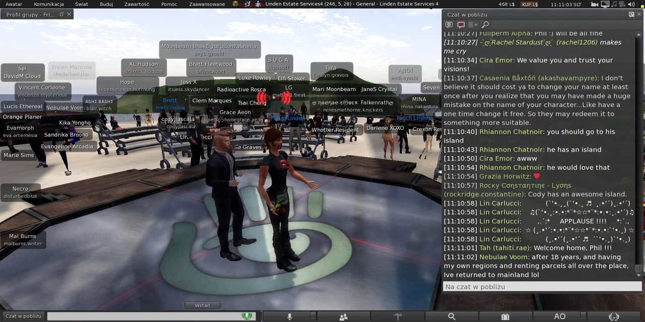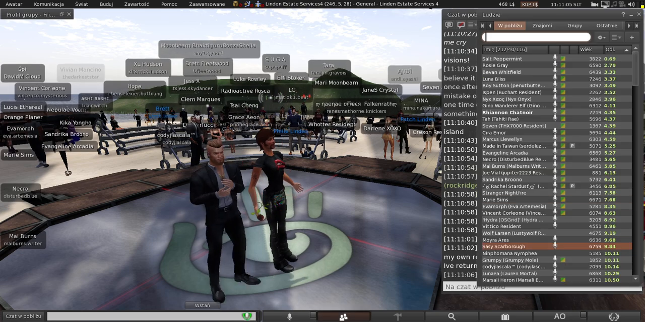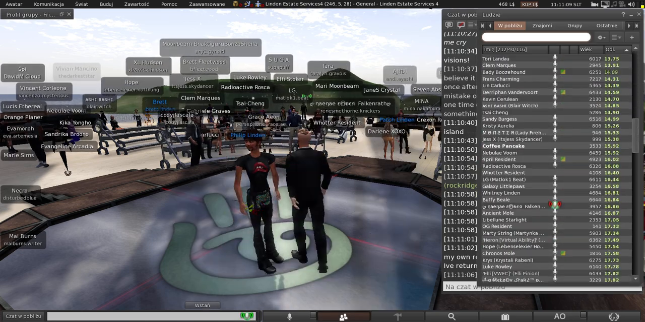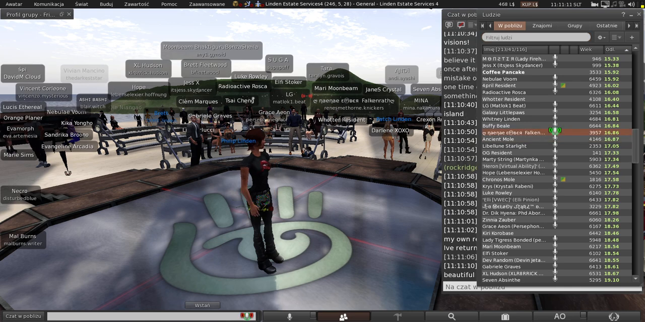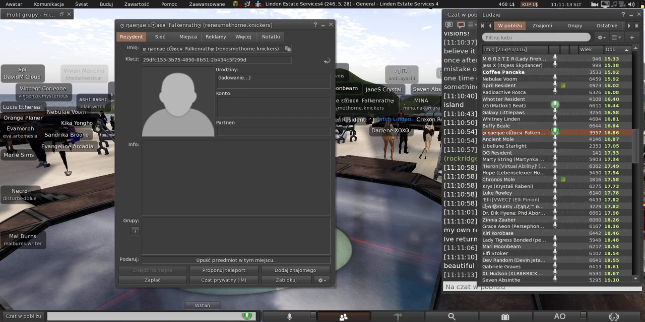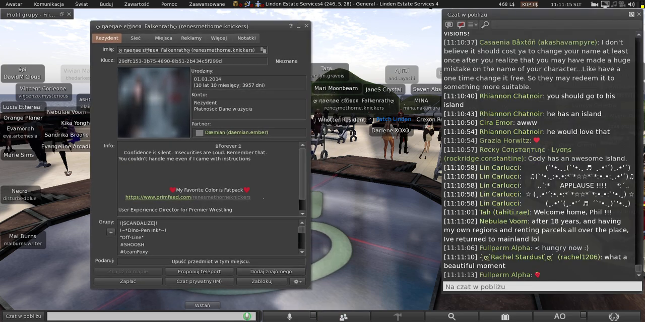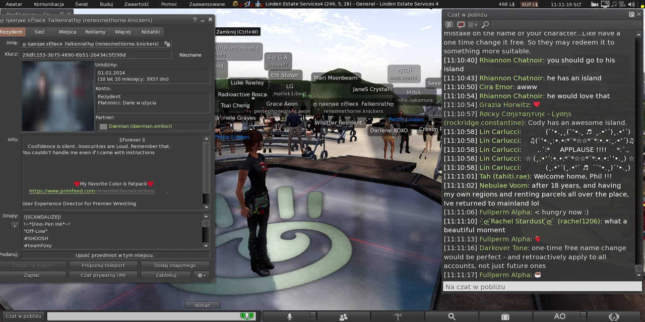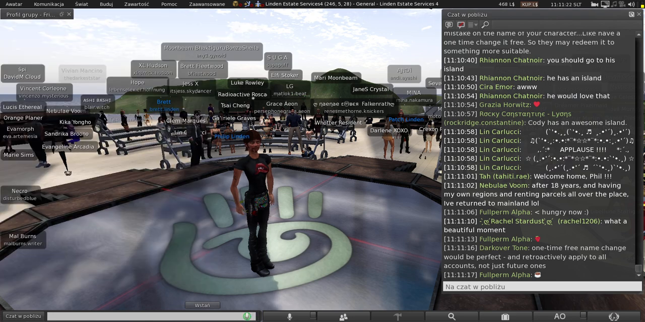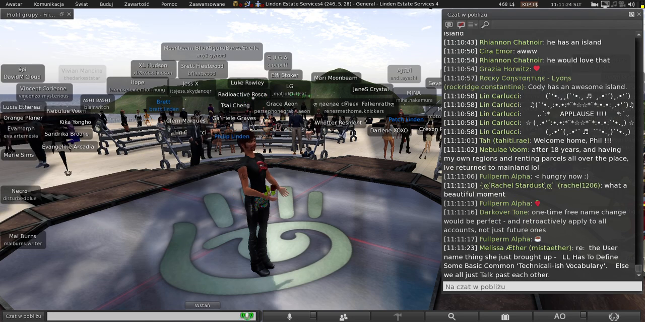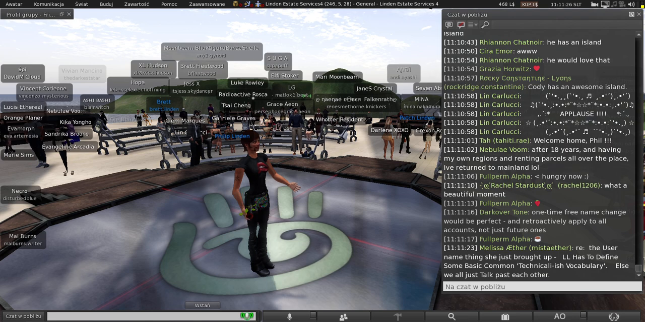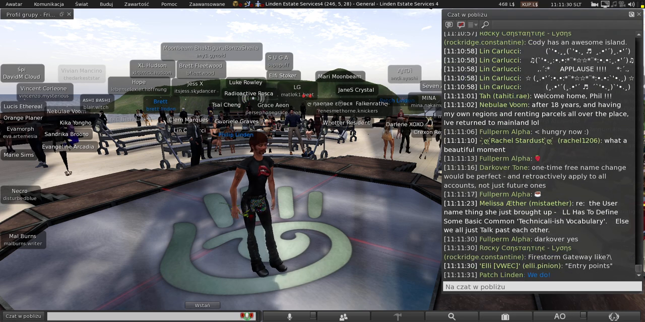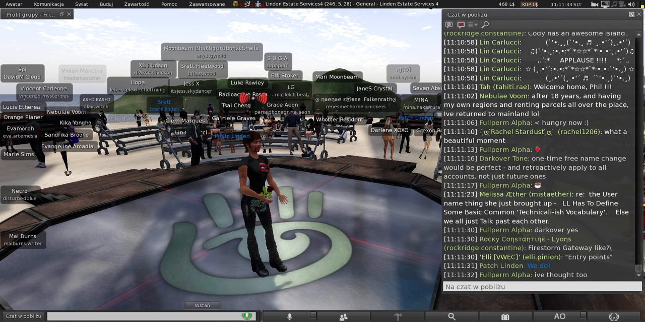Hello. Hi. Do you guys have any plans to set up more community gateways across SL? Do you mean similar to the Linden Homes regions? No, I mean like different community things like Premier Wrestling and places like that. Community gateways and stuff like that. I think that we do. Oh, I see Patch actually saying we do.